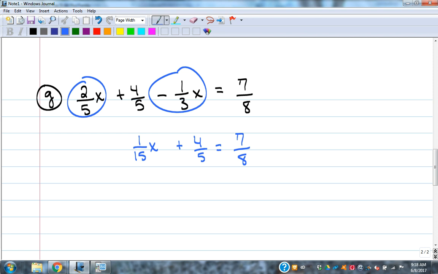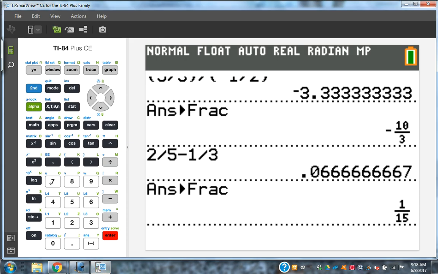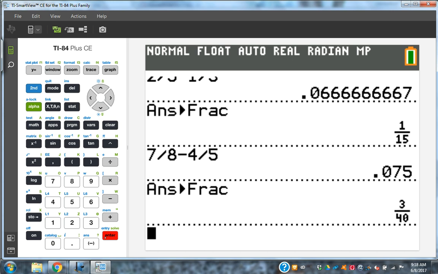The next thing to do would be get x by itself. So what needs to move? Yeah, the 4/5. Good. How do I move it? Subtraction would be the right way because they're adding it. So the opposite of that is subtraction. That's going to cancel on that side. 1/15x is equal to whatever 7/8 minus 4/5 is, and I want to put that in fraction form. 3/40.